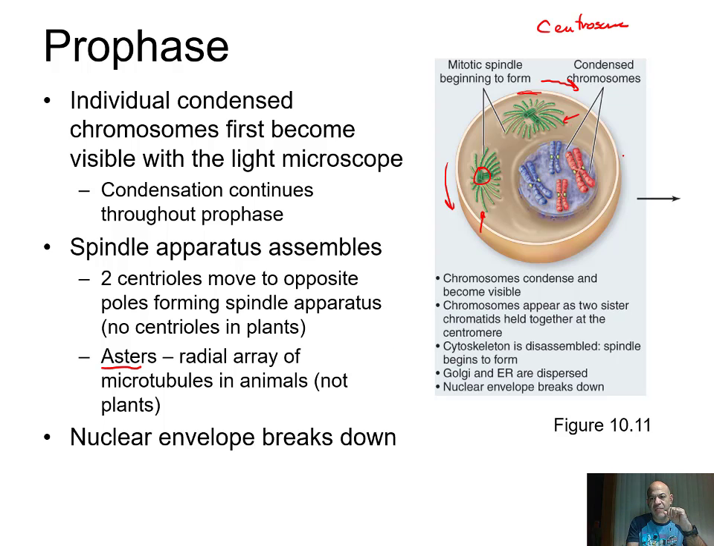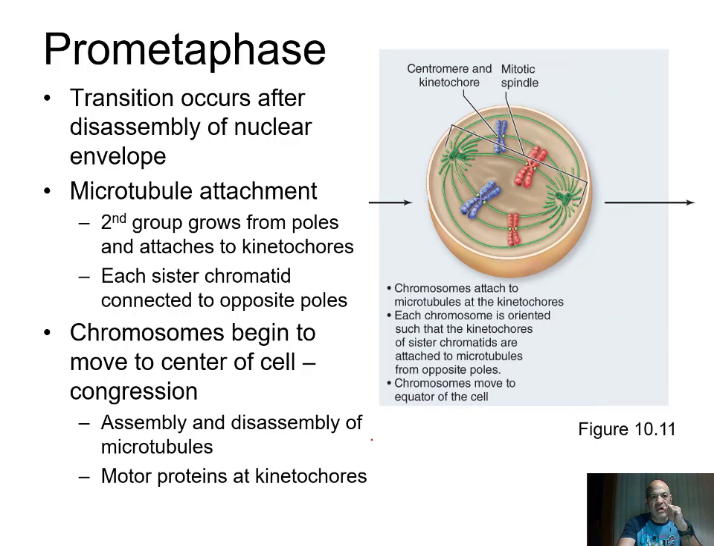Another big thing that's going to happen here, you can see that purple nuclear envelope is going to begin to break down or disintegrate. And this whole time, the chromosomes are continuing to condense tighter and tighter. They're going to be the most tight when we get to metaphase. So that process of condensation is going to continue. Then we're at prometaphase, or sometimes called late prophase.